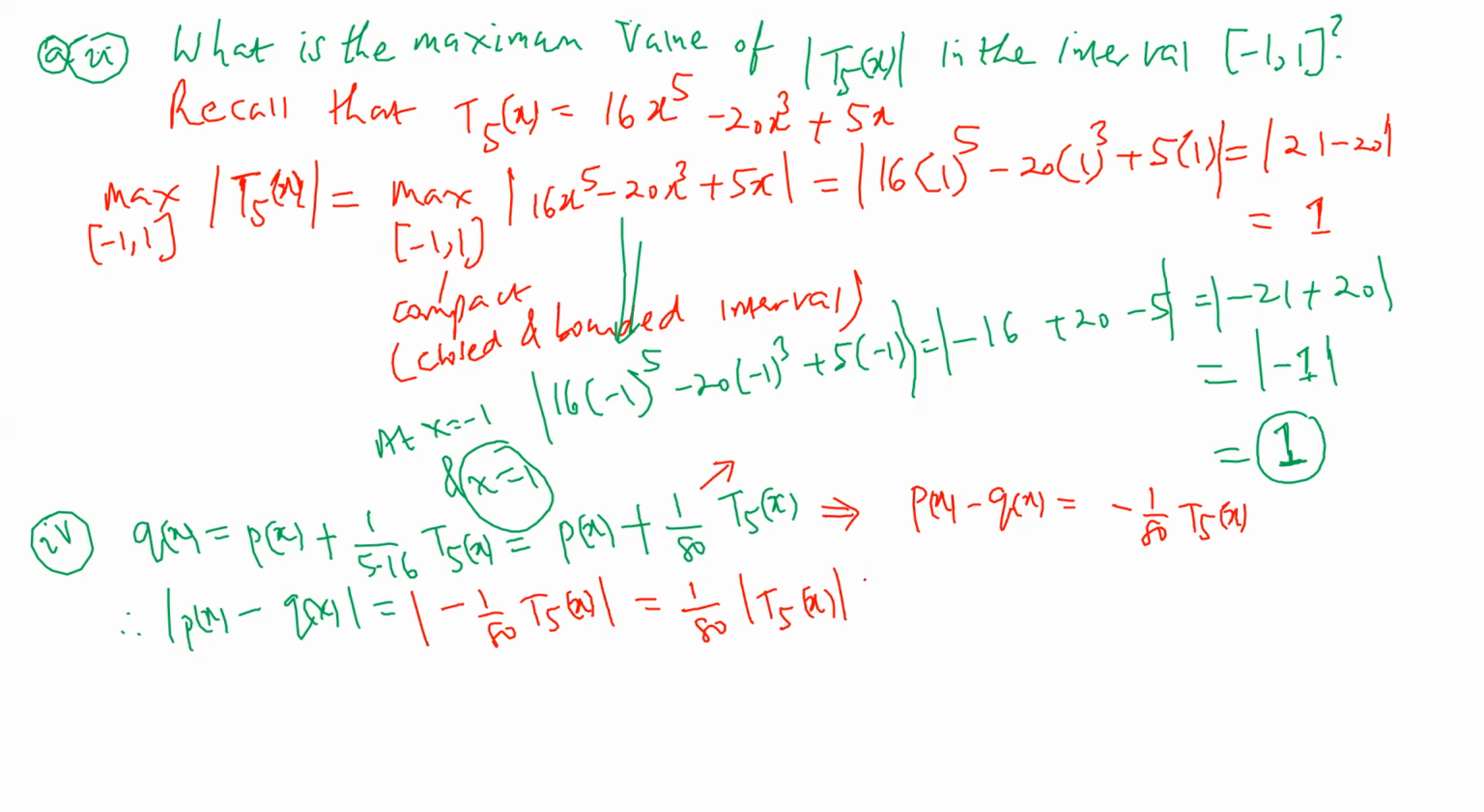So what is the answer? The answer is that therefore T is less or equal to... We saw that the maximum value of the T sub 5 is 1, so this is 1, and therefore this is 1 over 80. Upon further division, we're able to see that this quotient is 0.0125.